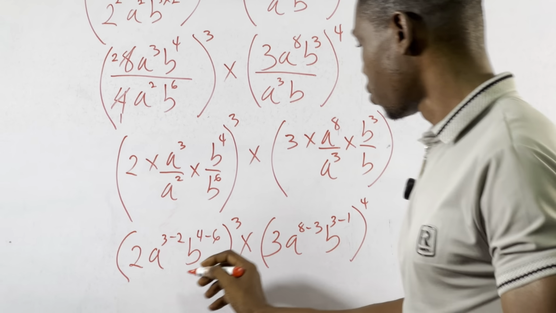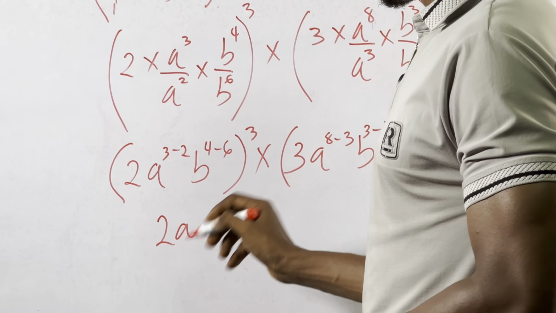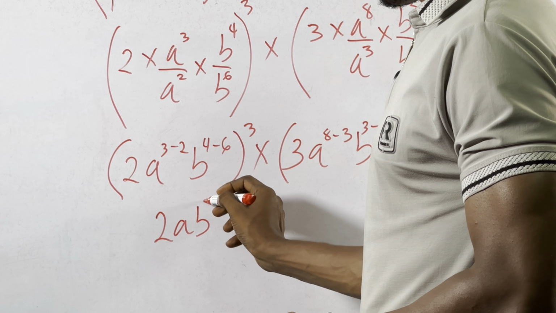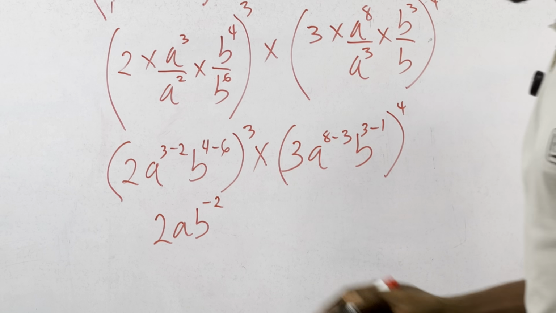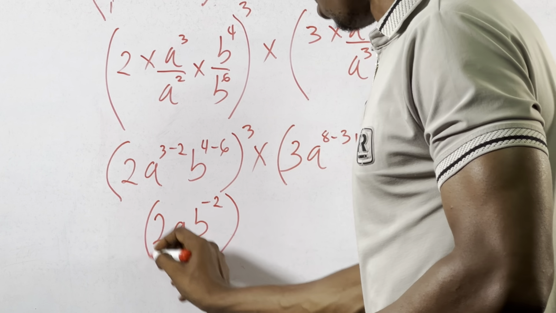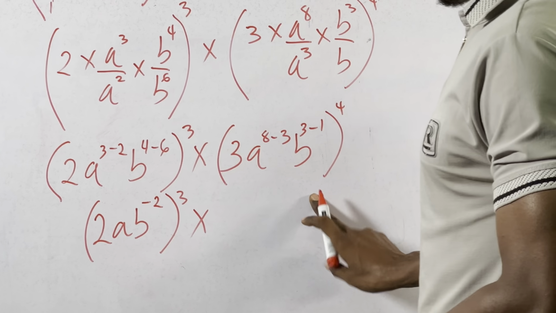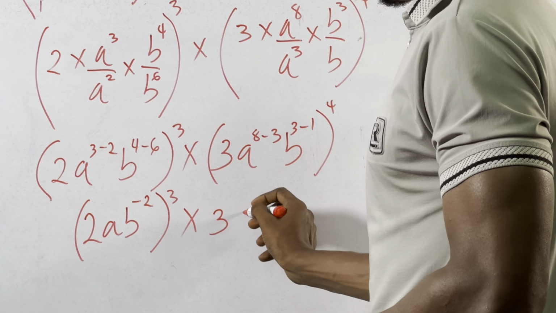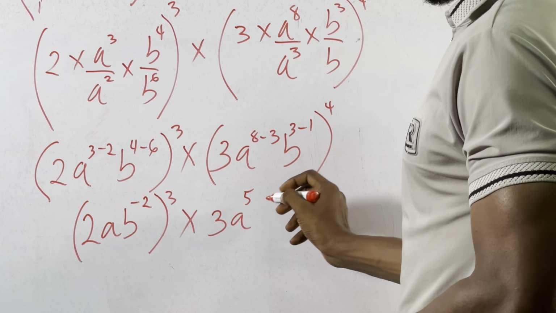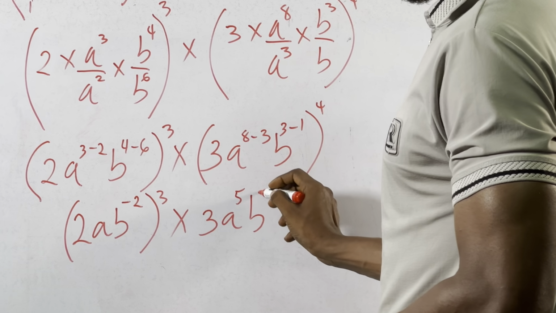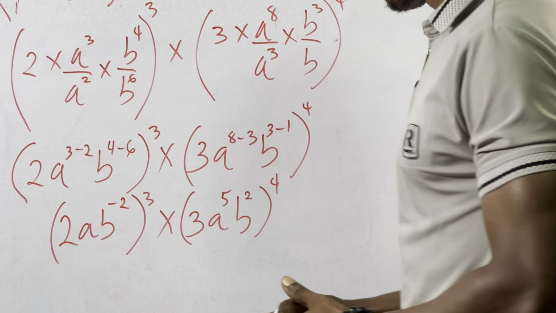Okay, to simplify further, here we have 2a 1 b negative 2, that's 4 minus 6 is minus 2. Don't forget, all raised to power 3, times, here we have 3a raised to power 5, that's 8 minus 3 is 5, b 3 minus 1 is 2, all raised to power 4.